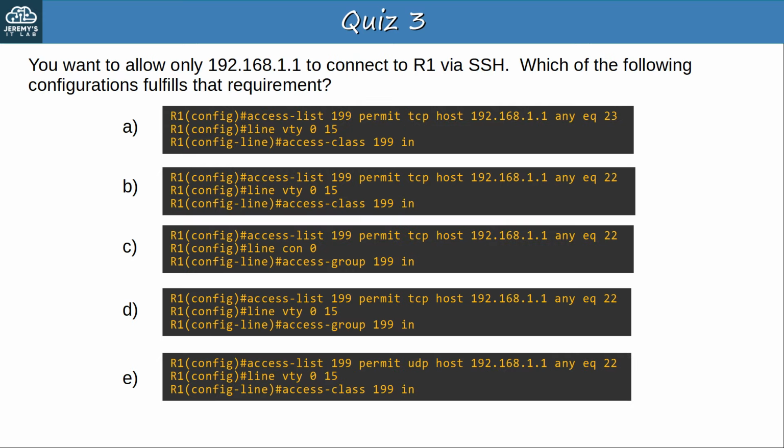You want to allow only 192.168.1.1 to connect to R1 via SSH. Which of the following configurations fulfills that requirement? Pause the video now to think about the answer.